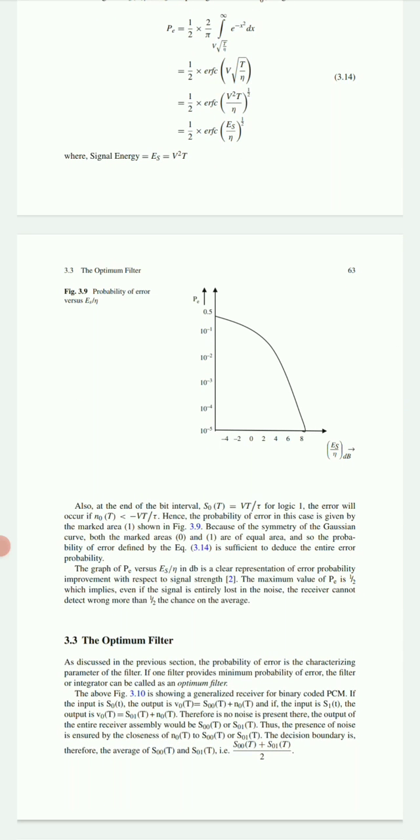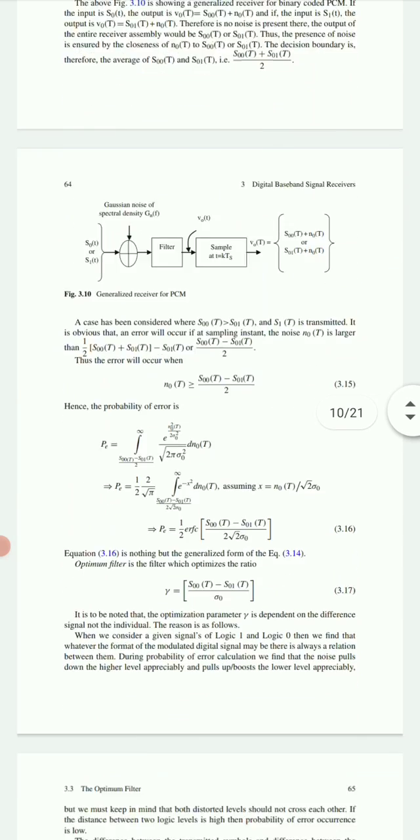At the end of the bit interval, when S naught t equals V T by tau for logic 1, an error will occur if N naught t is less than minus V T upon tau. The probability in this case is given by the marked area. You can see it in figure 3.9. Because of the symmetry of the Gaussian curve, both curve marks for 0 and 1 are of equal area, and so the probability of error for one is sufficient to deduce the entire error probability.